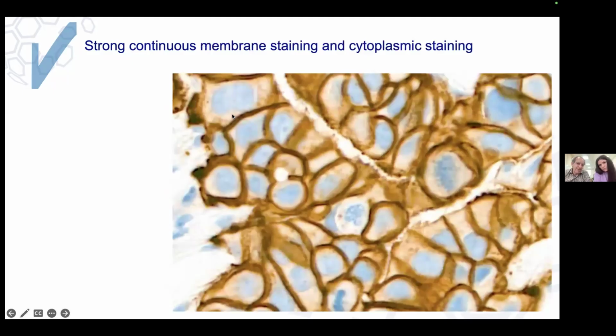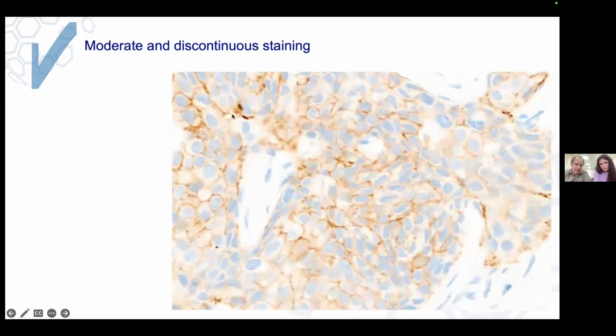Okay, and here again, complete circumferential membrane staining. Although there is cytoplasmic staining, I think many of us will be comfortable in calling this membrane staining.